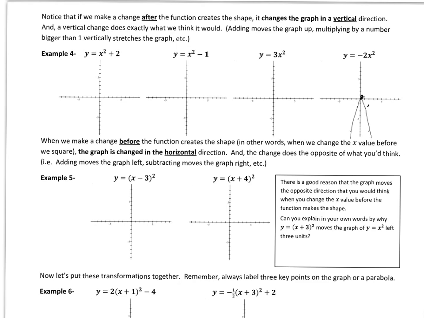If there's anything on the outside of that x squared, so we add it to the end, we multiply it out front, anything that's on the outside affects our graph vertically. Anything on the inside the x squared affects our graph horizontally. That's basically what we're saying here. So that x minus 3 squared, what does that do? Shifts it which way? To the right. X plus 4 squared shifts it to the left. All right.